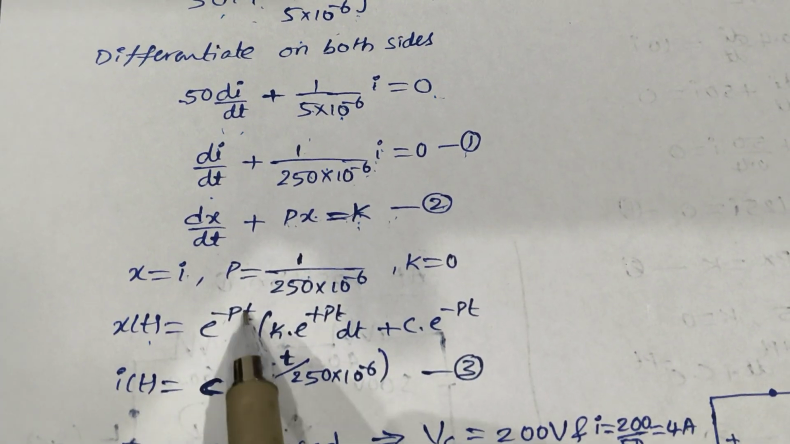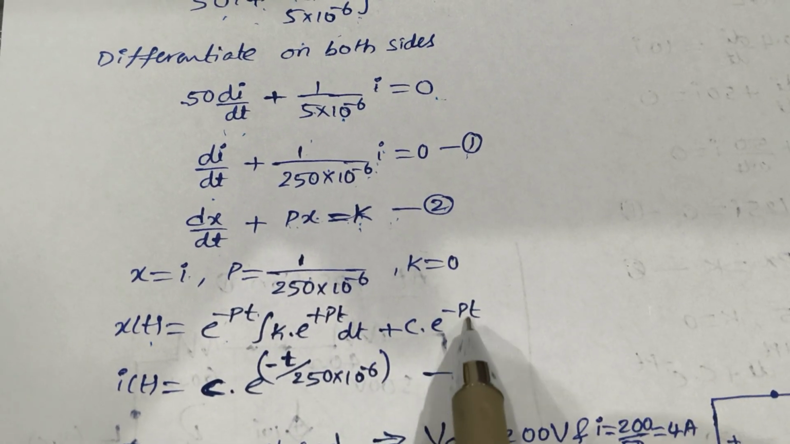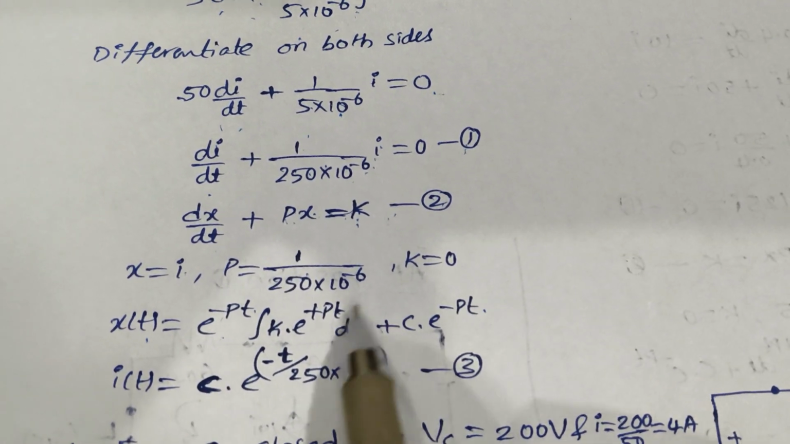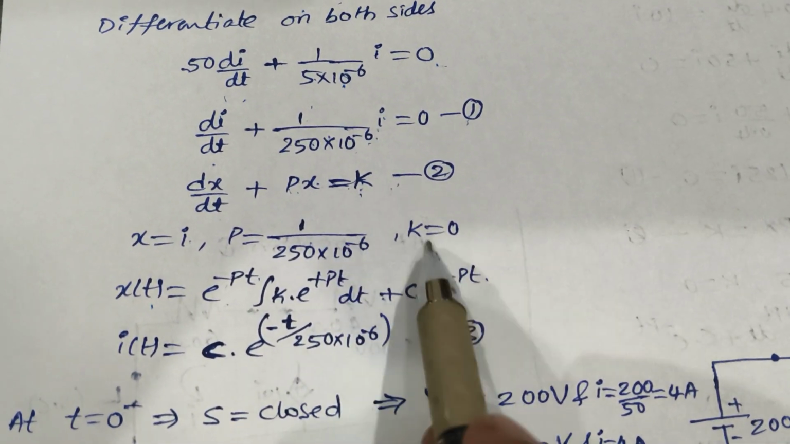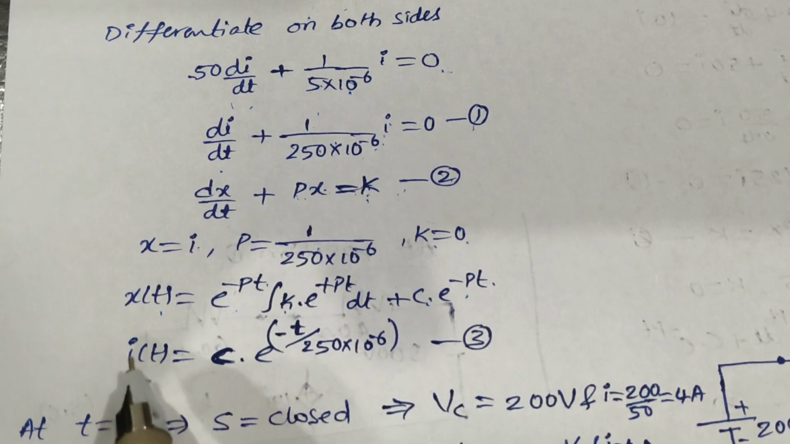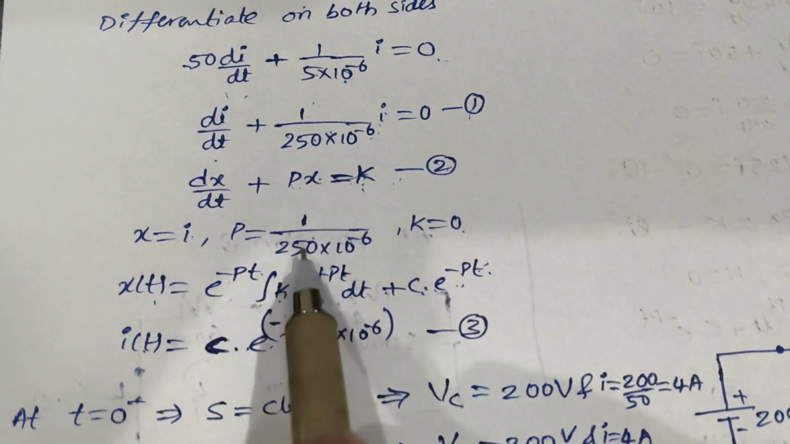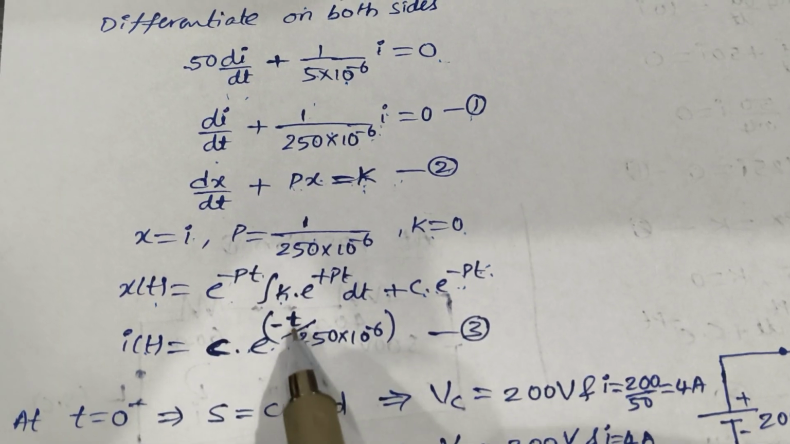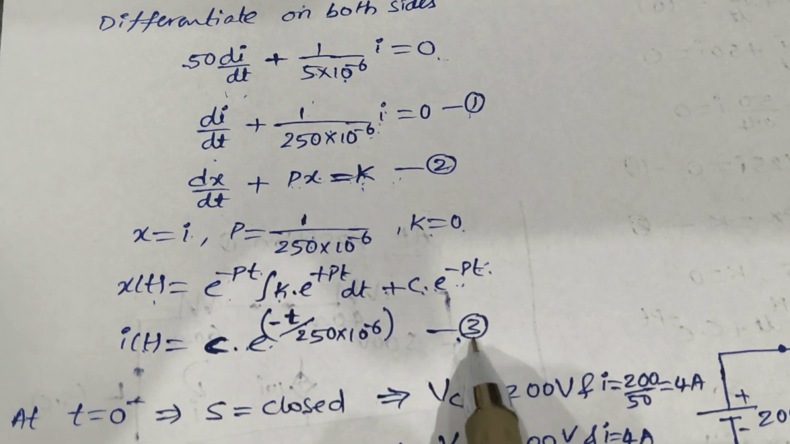The solution of this known differential equation is x of t equal to e power minus pt integral of k into e power plus pt dt, plus c into e power minus pt. Here k is equal to 0, so the first term becomes 0. Only the second term remains. That's why I of t is equal to c into e power minus p into t. Substituting p, I get minus t by 250 into 10 power minus 6. This is your third equation.